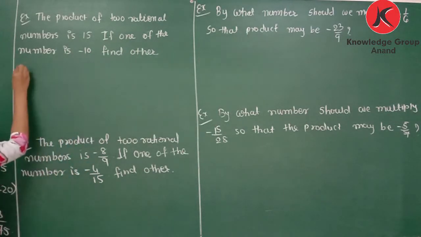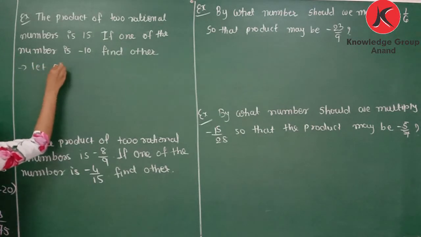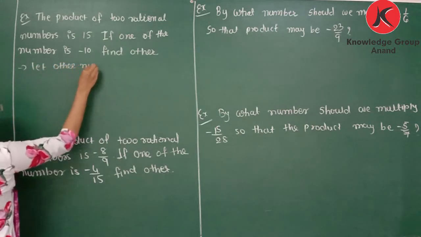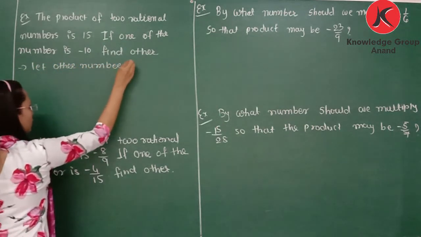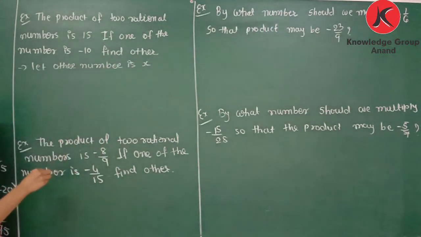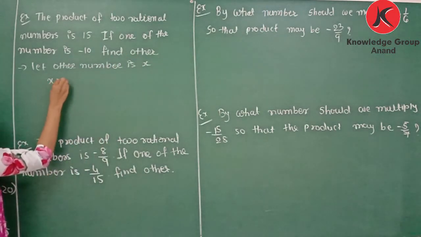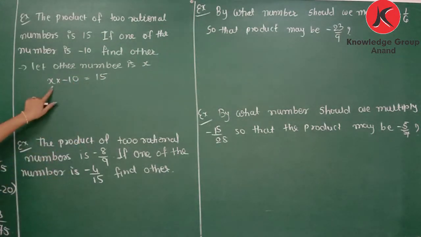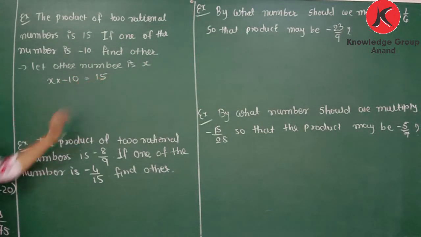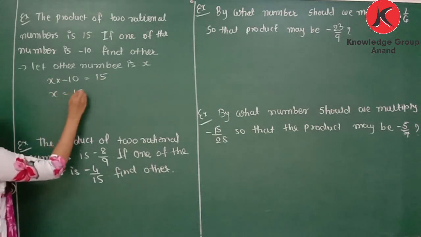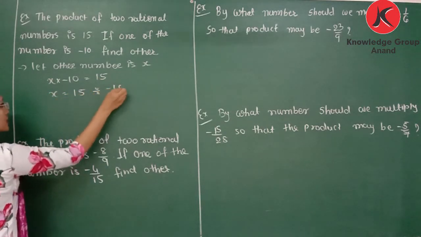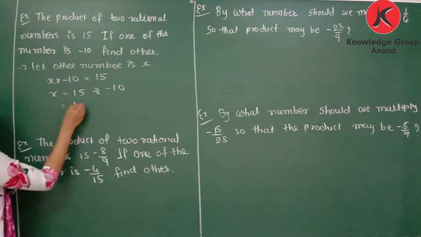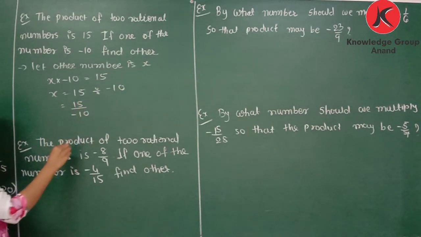So let the other number be x. If we multiply x with minus 10, the answer is 50. Now here we need to find x, so minus 10 becomes division. So x is equal to 50 divided by minus 10. So here we can write 50 by minus 10 like this.